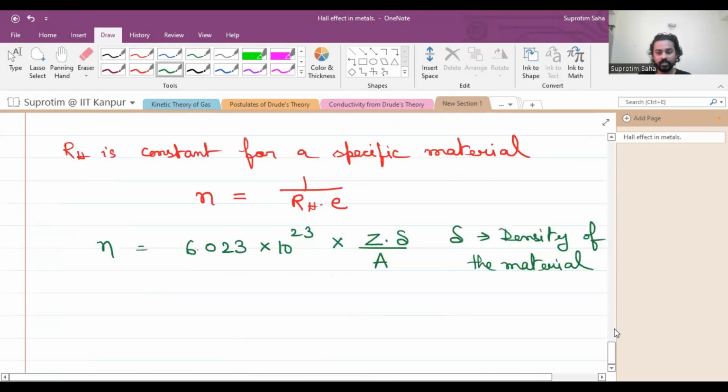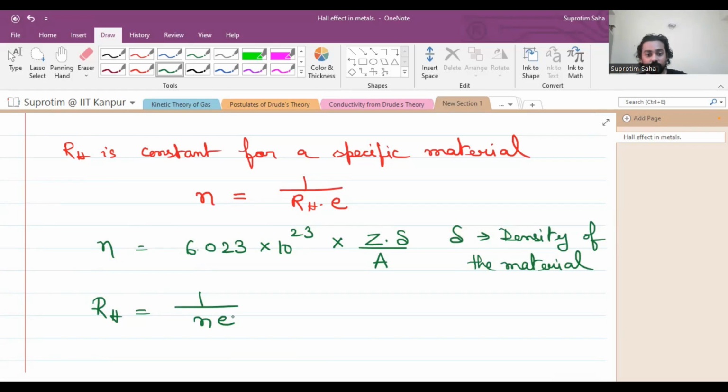So now you must be thinking that our R_H is 1 over n e. So why is the negative sign of the electronic charge not coming in the formula? It's just simple.